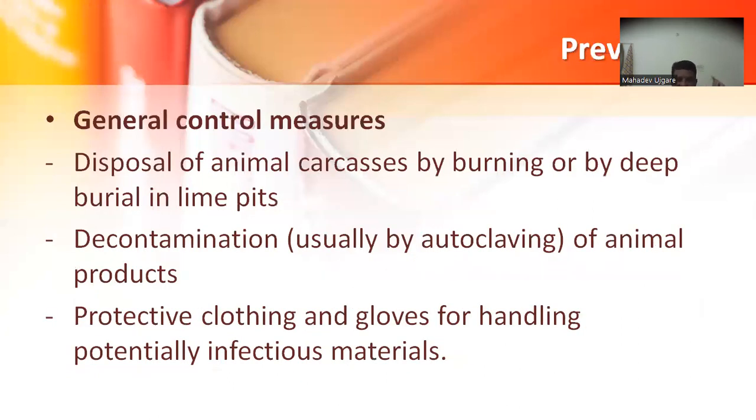General control measures include disposal of animal carcasses by burning or by deep burial in lime pits. Second is decontamination, usually by autoclaving of animal products. Third is protective clothing and gloves for handling potentially infectious material.